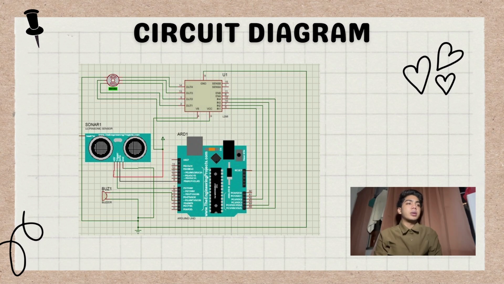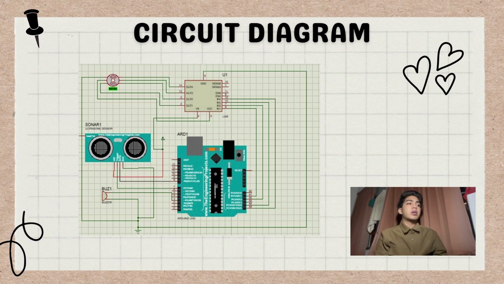The buzzer would be connected to a digital output pin on the microcontroller, so we connect the buzzer pin to D3 and the negative terminal we connect to the ground. Lastly, we connect the stepper motor to a stepper motor driver, which is connected to the microcontroller to control the rotation of the stepper motor.